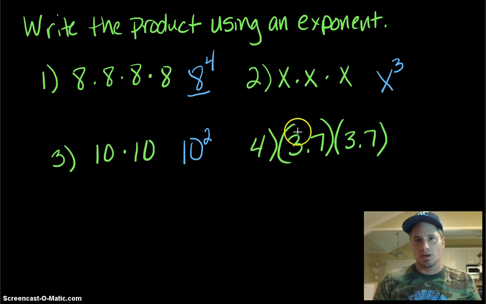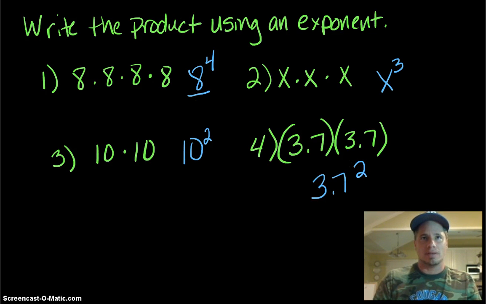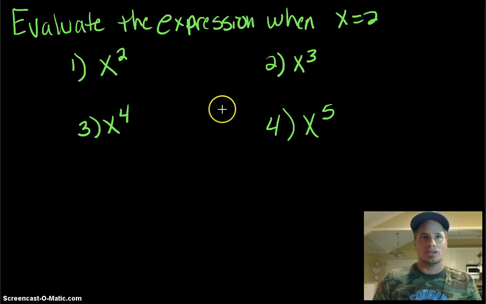This is number 4. It kind of looks like it's all mashed together here, but I got 3.7 times 3.7. Well, the base is 3.7, and there are 2 of them, so it's 3.7 squared. Okay? Pretty simple stuff, I think. Let's look at the next page.